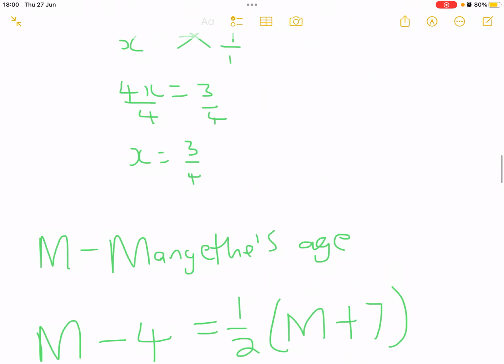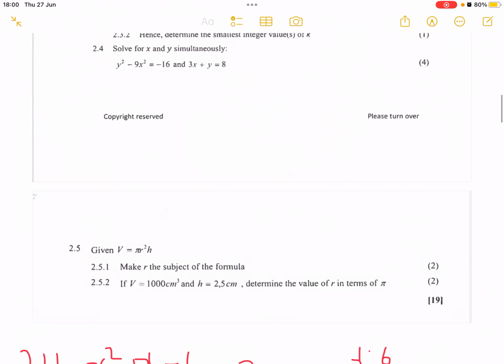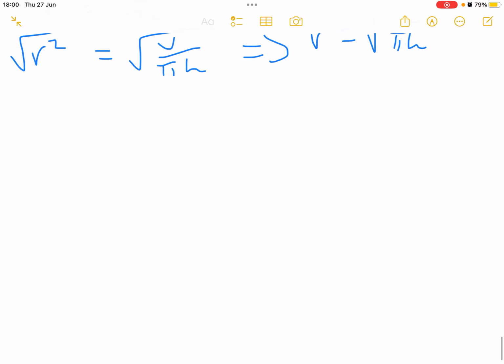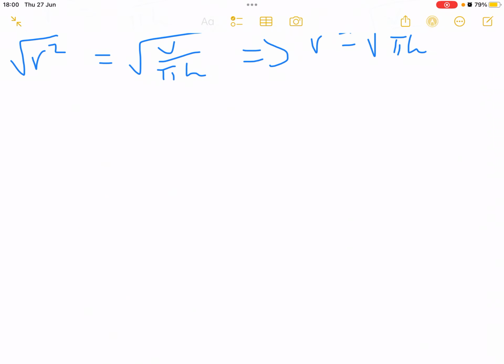Last question says that if v is equal to 1,000 cubic centimeters and h is 2.5 centimeters, determine the value of r in terms of pi. So we will not use the value of pi. Sorry about that. We will not use the value of pi, but we're going to apply now.